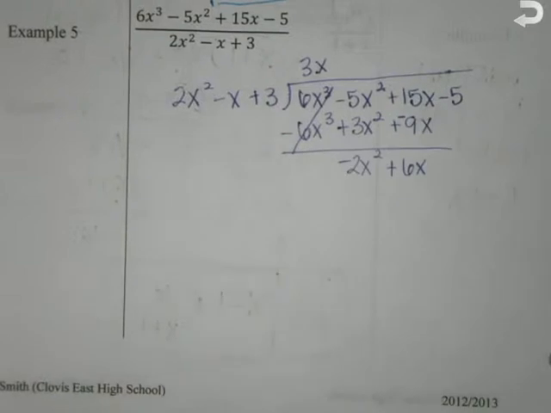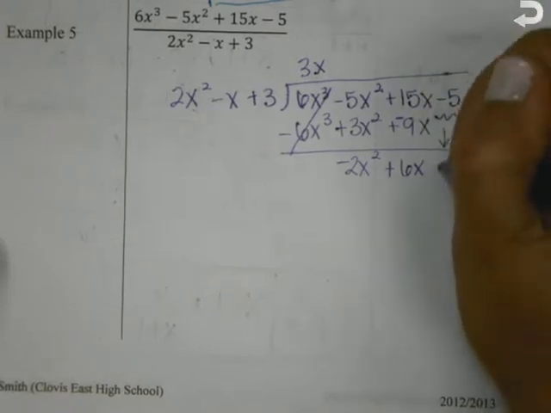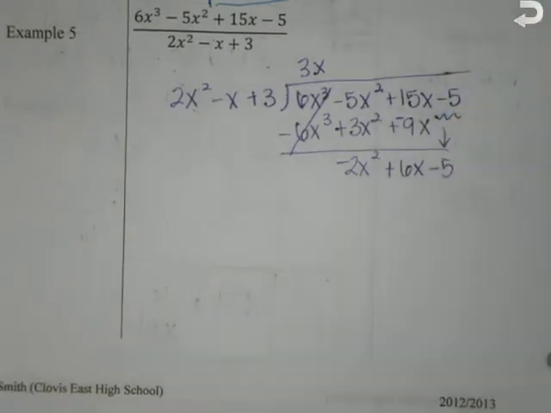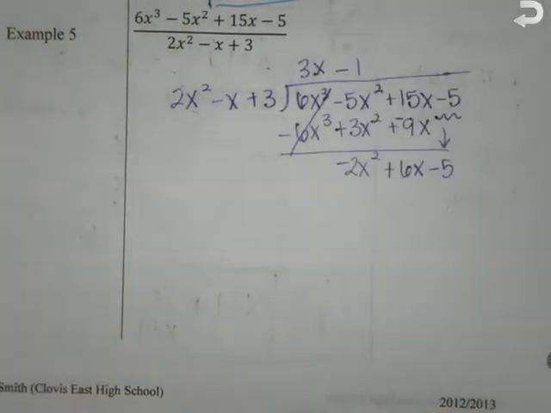What's the next step? Then take negative 1. I multiply by negative 1. How do you know negative 1? Perfect. Because when I multiply negative 1 by 2x squared, it gives me negative 2x squared plus x minus 3. And then what do I want to do?